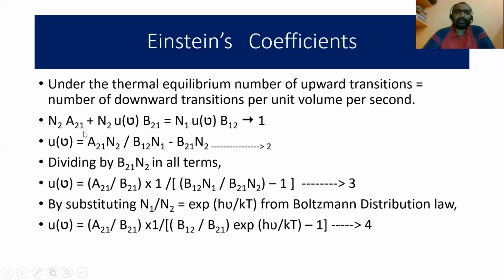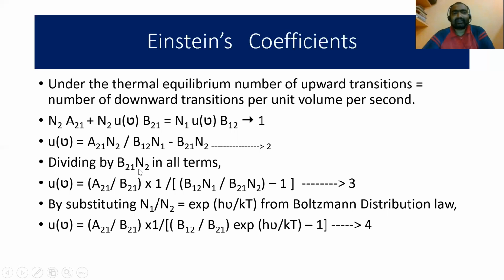Here N2 A21 is the spontaneous emission rate and N2 U of nu into B21 is the stimulated emission rate, equal to N1 U of nu into B12. This is the absorption rate. So this is the upward transition and these two are the combination of downward transitions. By rearranging this equation, we get U of nu equal to A21 N2 divided by B12 N1 minus B21 N2.